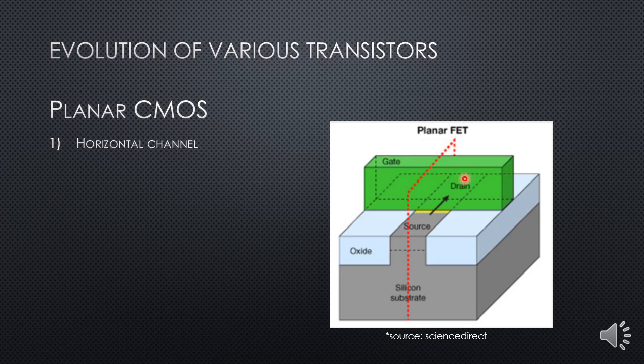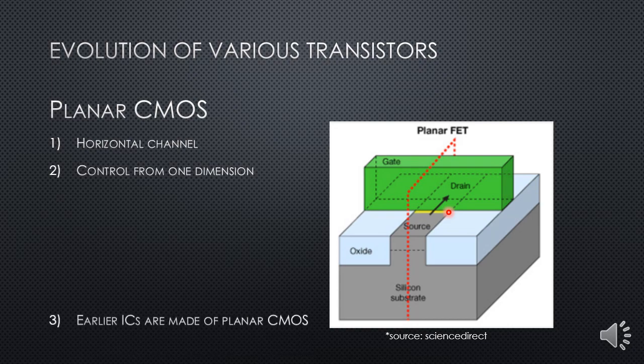I'm saying that it is a horizontal channel here. The planar CMOS has a horizontal channel. Horizontal channel in the sense that the source and drain are at the same level and the gate is above that. As I said, CMOS is a voltage control device. We apply the potential to the gate, and the formation of the channel is only controlled from one dimension, which is from the top. Based upon the voltage applied, the channel will form, and that's why we say the control is from only one dimension.